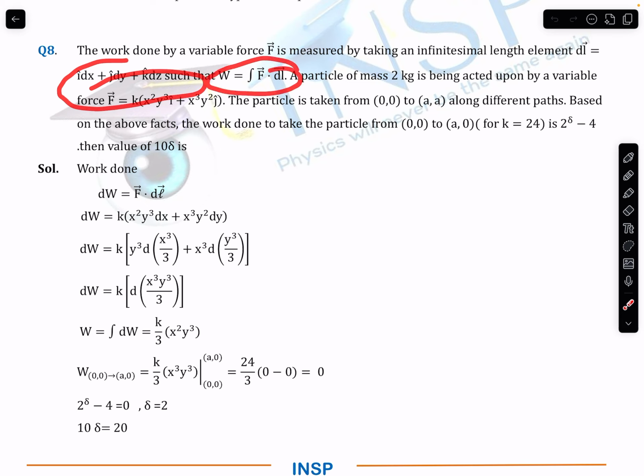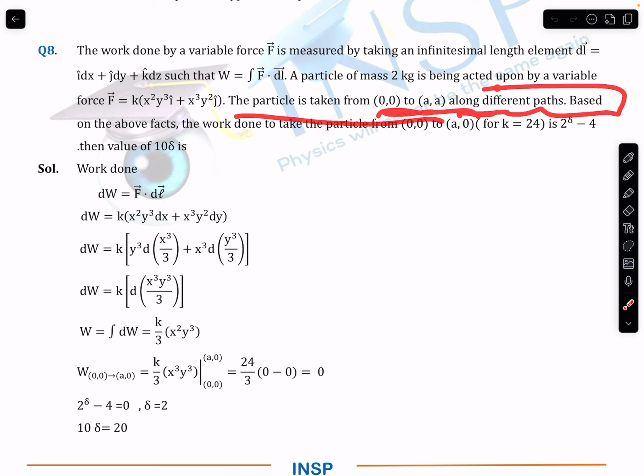So these are standard terms. A particle of mass 2 kg is being acted upon by a variable force, and the force expression is given. Whenever such symmetrical functions are given, think from the idea of an exact differential, otherwise the path has to be given. Here the particle is taken from 0,0 to a,a along different paths. Based on this fact, find the work done to take the particle from 0,0 to a,0. They are not mentioning the path, so that should be a clear hint that in this case exact differential is going to work.